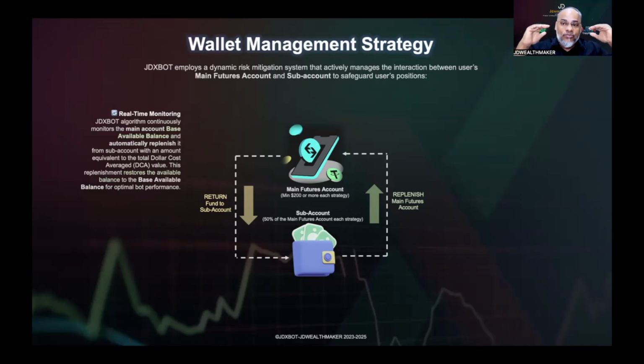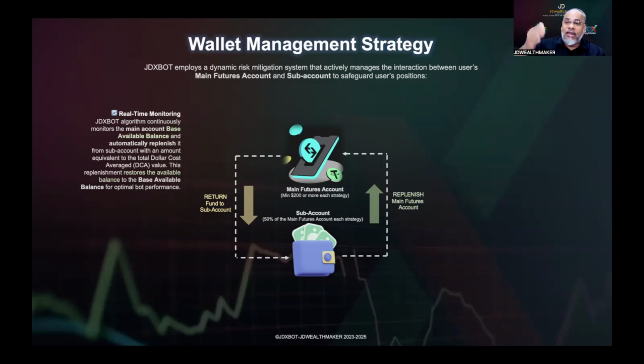So this is a very important mechanism to maintain the main account balance always at the base available balance. Because this is very important for optimal performance of the bot. Now, this is some of the niche, I will say, of JDXBot, right? And why we are able to maintain the main account using the sub account to replenish it. So this is how it works.